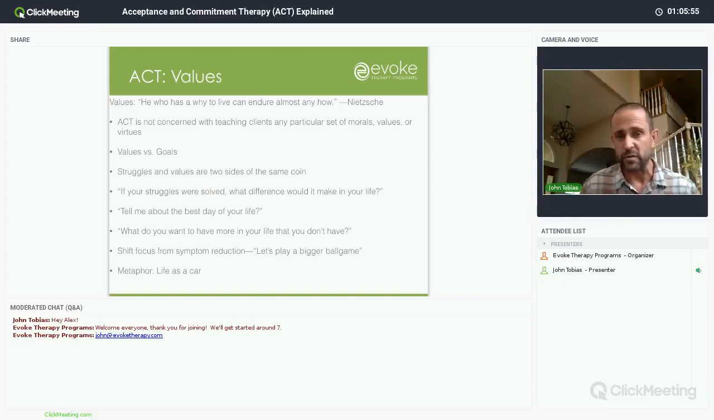Oftentimes my clients will say, well, I'm just kind of waiting to feel better, therapy is going to make me feel better. And one of the things I'll say is, well, if you're just kind of waiting to feel better, you could be waiting a long damn time. And that can be powerful for them to grapple with the idea of, what if feelings are really the byproduct of the car, the exhaust of the car, rather than the fuel?